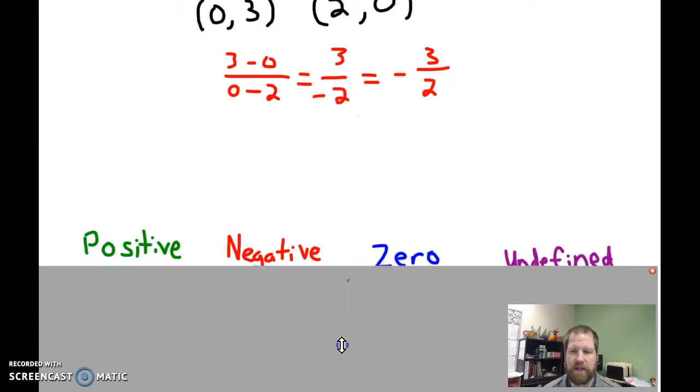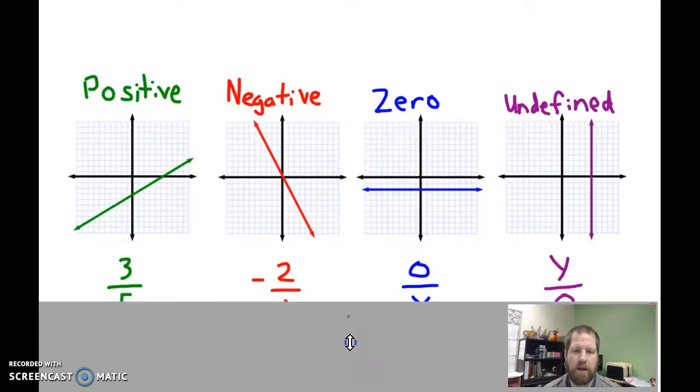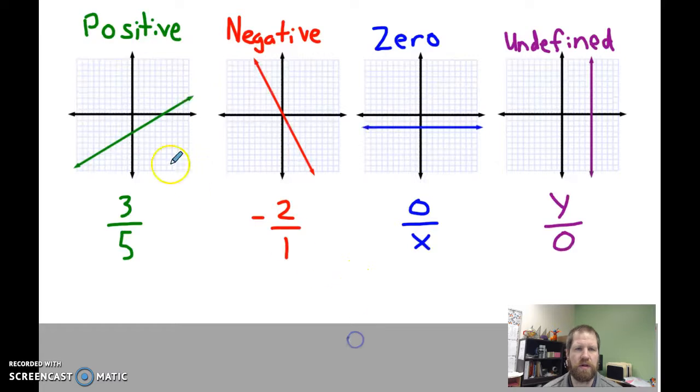The last thing we have to look at are different kinds of slopes. These are the 4 different kinds of slopes we could have for a linear equation. Positive slope goes up and to the right, and the numbers in the slope are going to be positive, or both numbers will be negative, which can be simplified to both numbers being positive. A line going down and to the right is going to be a negative slope, and it's going to have one value that is negative.